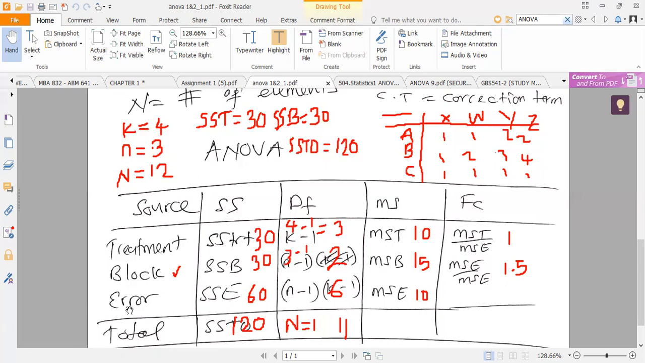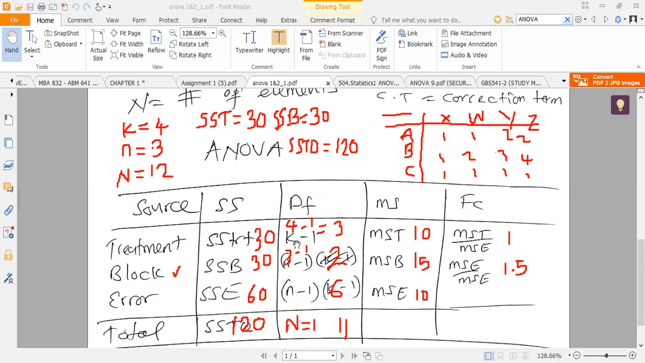So far, are we together before I go any further? Yes, we are. Okay, so now that we are all together, this is a table that I need you to master. So this is sum of square treatment, sum of square block, sum of square error. Here, this is sum of square total.